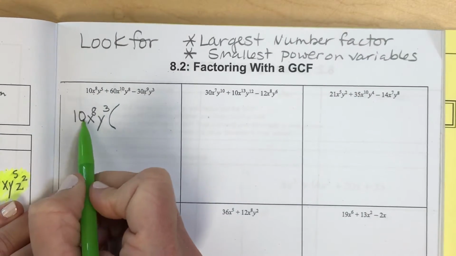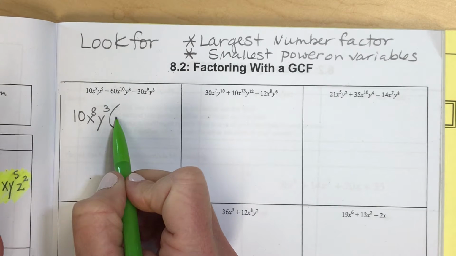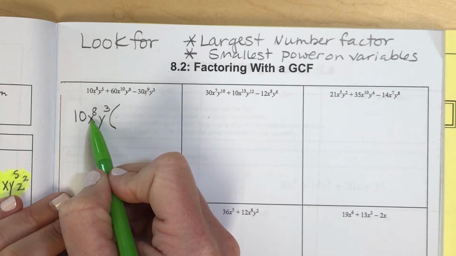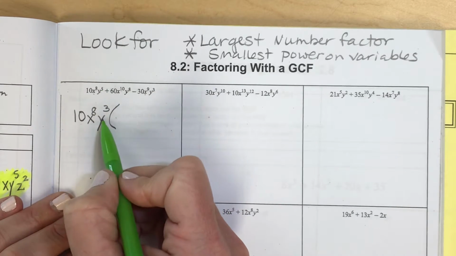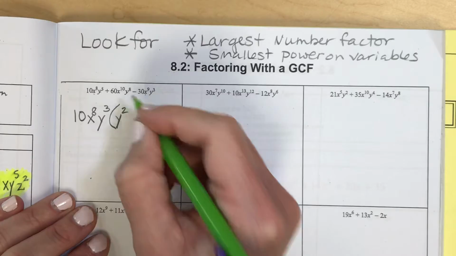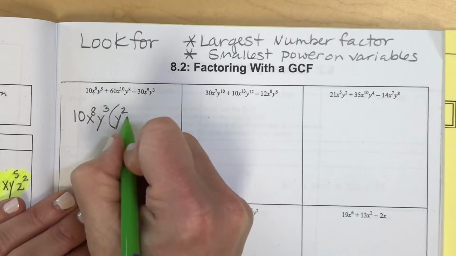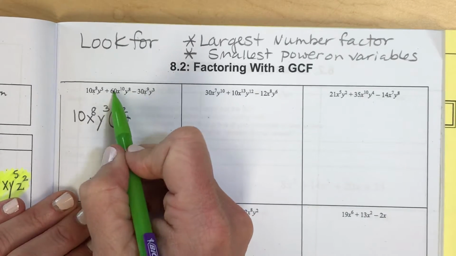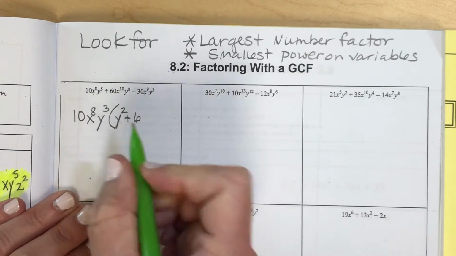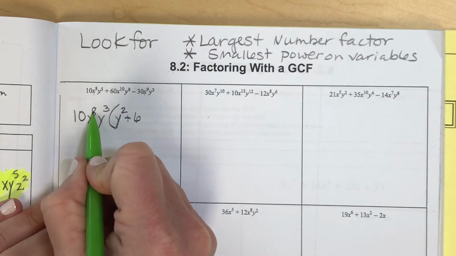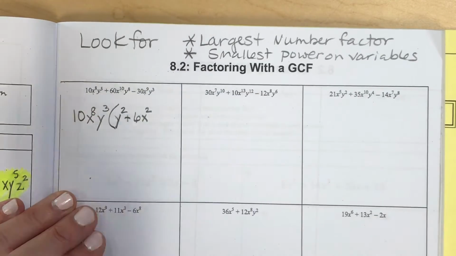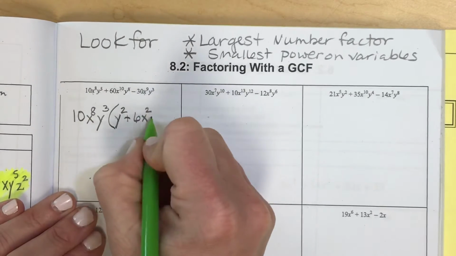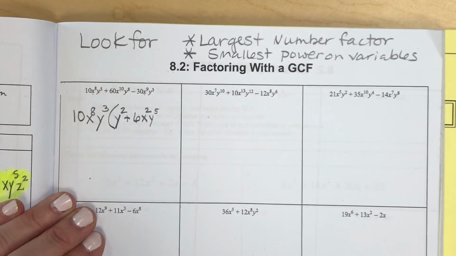Okay, now 10 divided by 10 is 1. I'm not going to write 1 because I want to see if I have anything else left over. X to the 8th, take out x to the 8th, there's none left over. Y to the 5th, if I take out 3, I'm left with y squared from my first term. There's a plus sign connecting my next term. 60 divided by 10 is 6. If I have x to the 10th and I take 8 away, there are 2 left over for this term. Y to the 8th, if I take 3 of them out, I'm left with 5 y's.